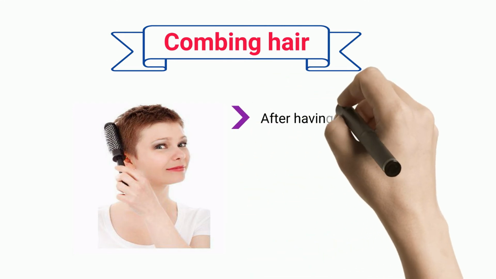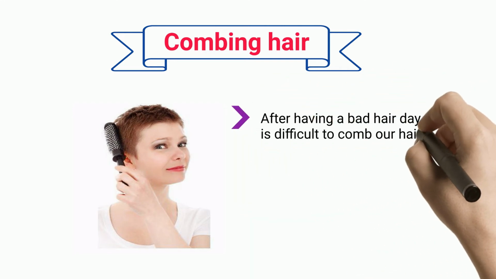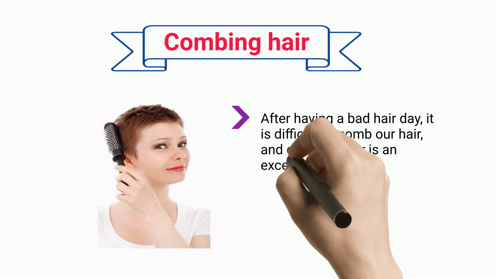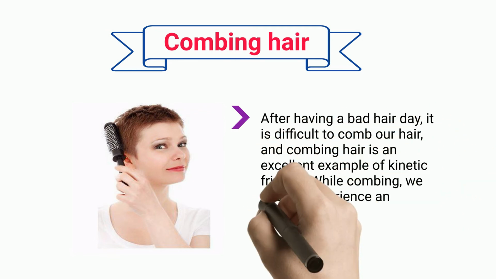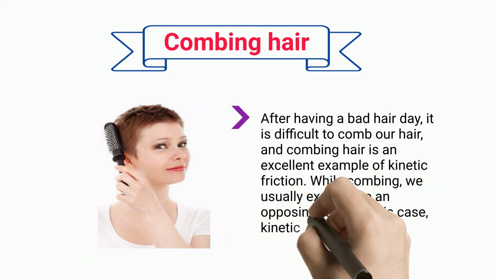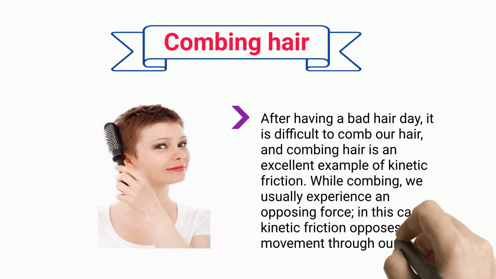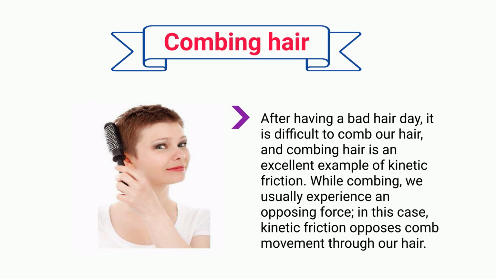Combing hair. After having a bad hair day, it is difficult to comb our hair, and combing hair is an excellent example of kinetic friction. While combing, we usually experience an opposing force. In this case, kinetic friction opposes the comb's movement through our hair.